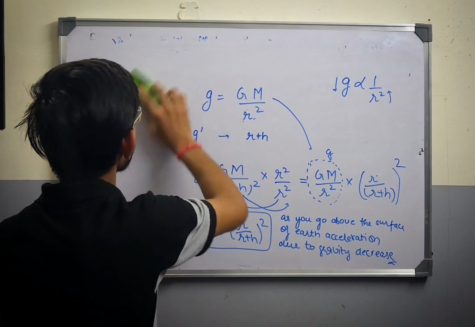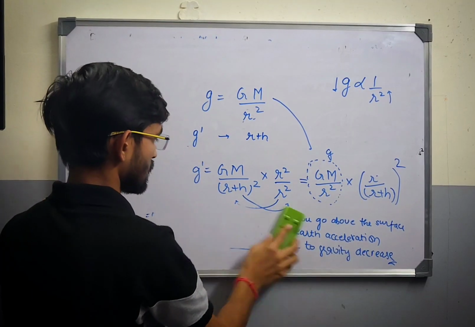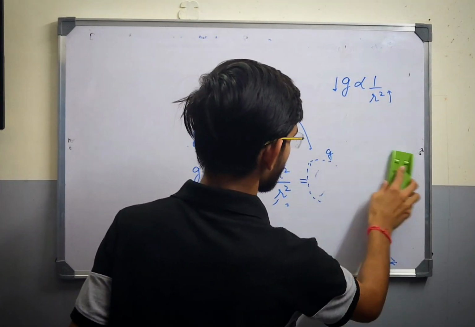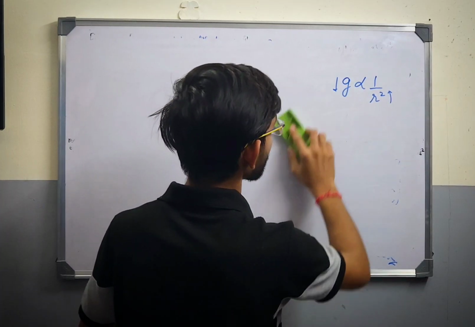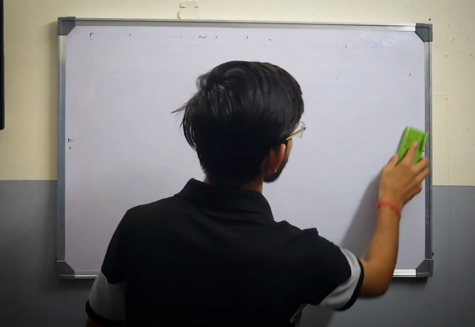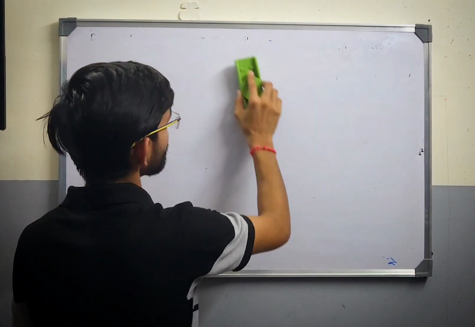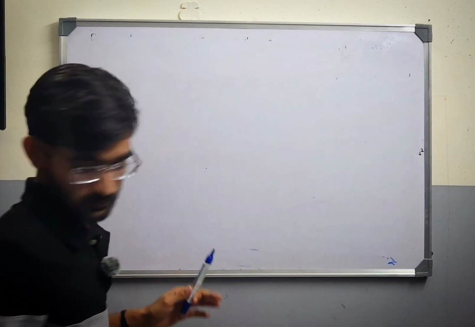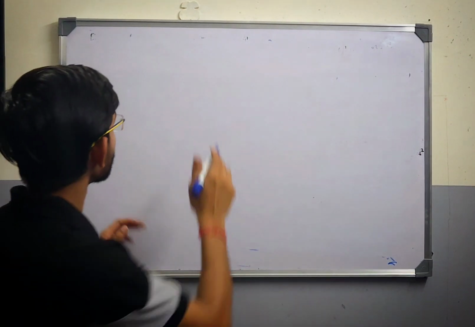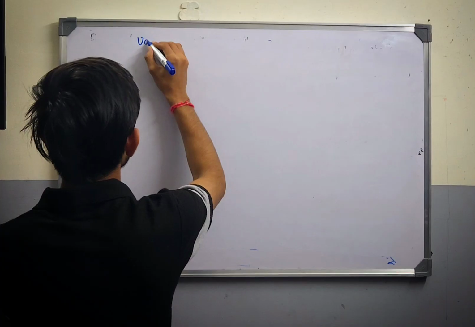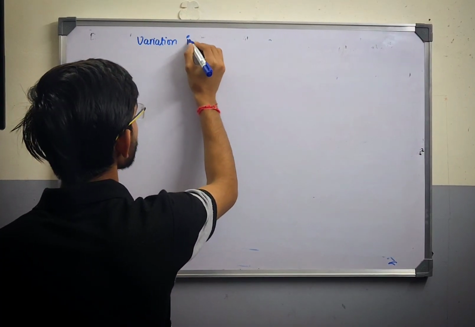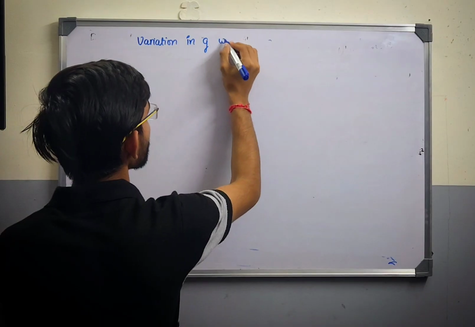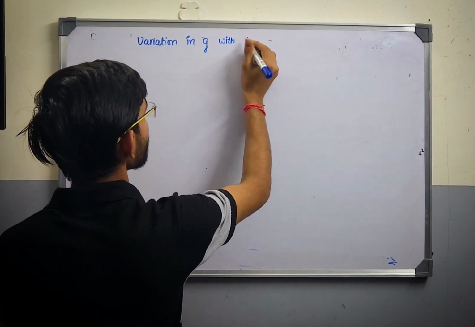Now we will see variation in acceleration due to gravity with depth. Variation in g with depth.